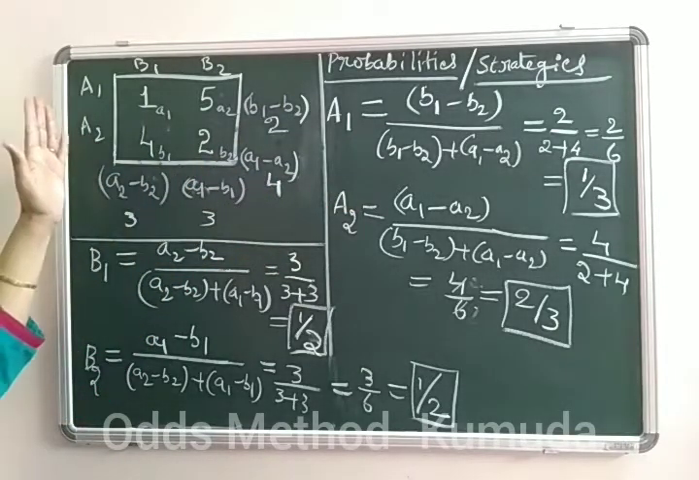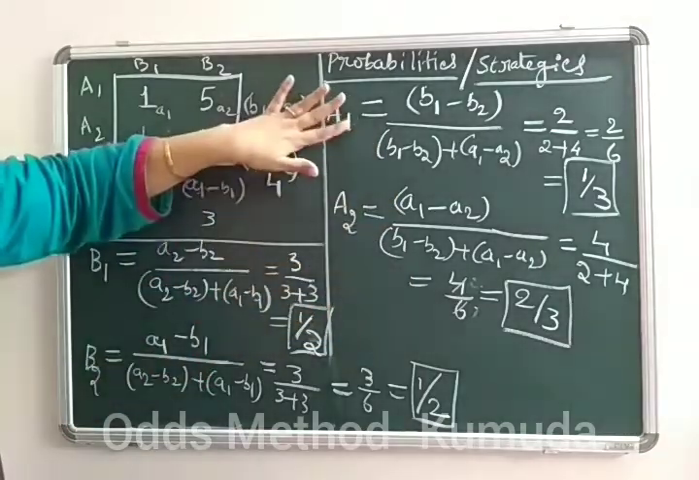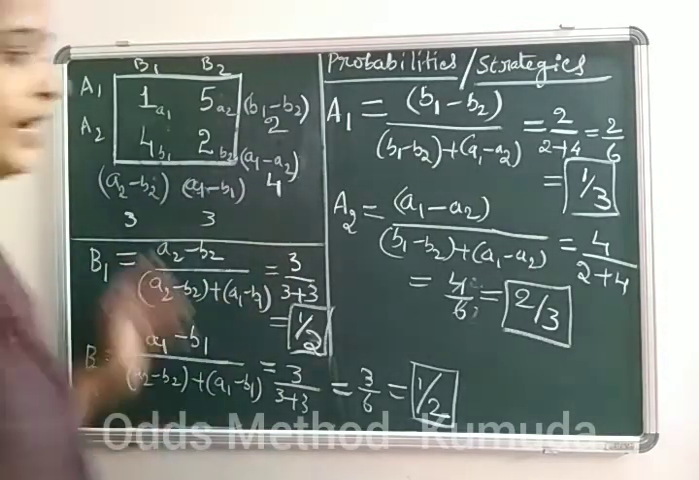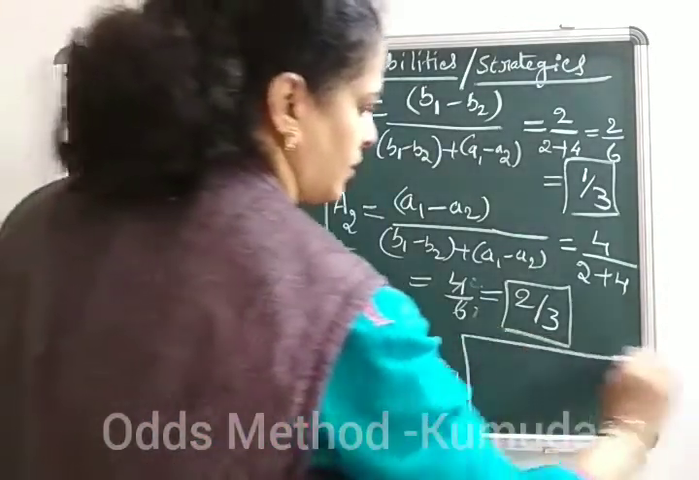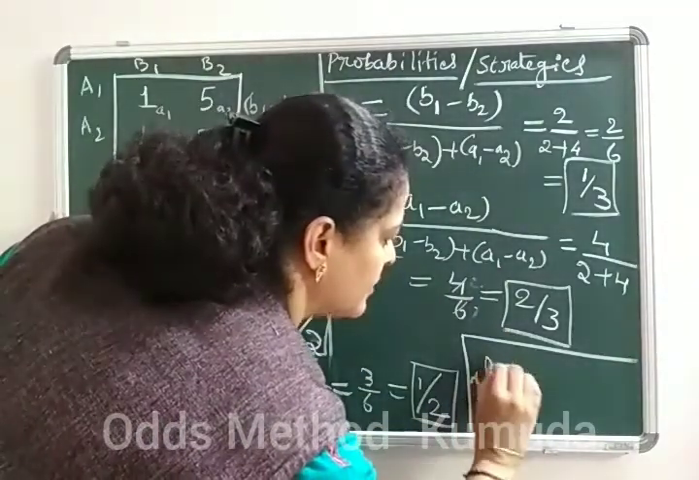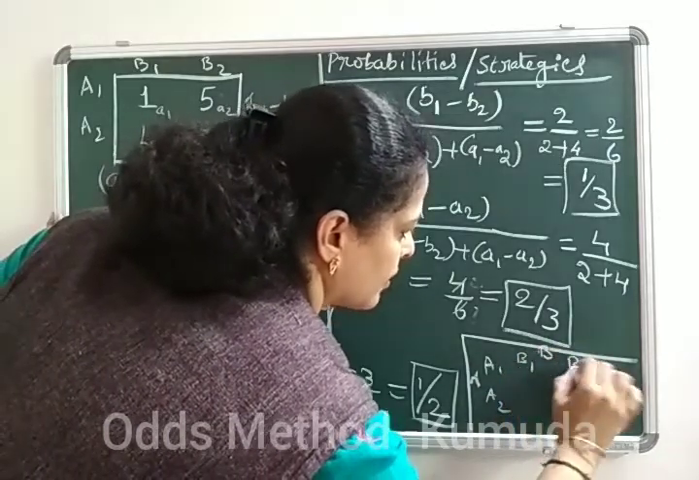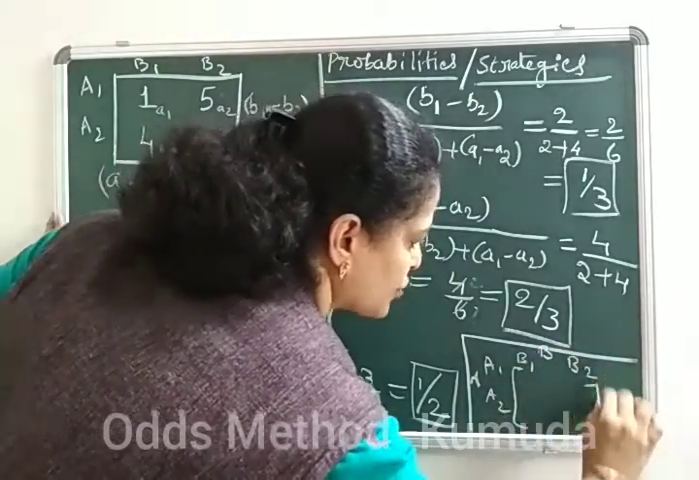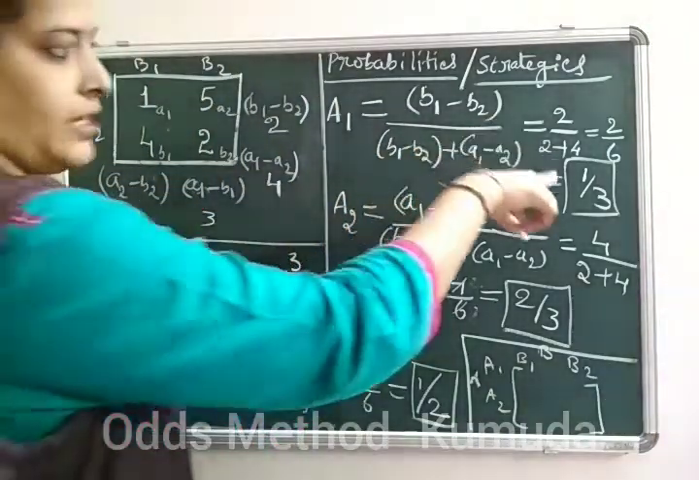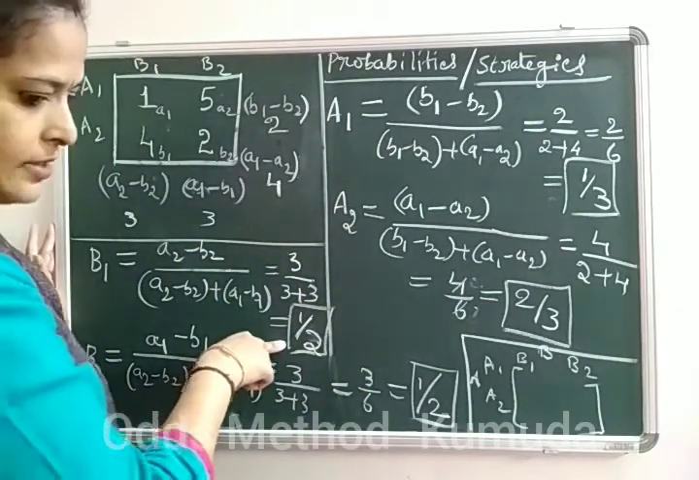Now we actually find the strategies for both the players A and B. So A1, A2 strategy, B1, B2 strategy, and at the end of the problem, we are supposed to mention the strategy also. So the player A has two strategies, A1 and A2. Player B has two strategies called B1 and B2. So our solution has to be mentioned here. For A1 and A2, we have got the answer as 1 by 3 and 2 by 3, whereas for B1 and B2, we have got the answer as half and half.